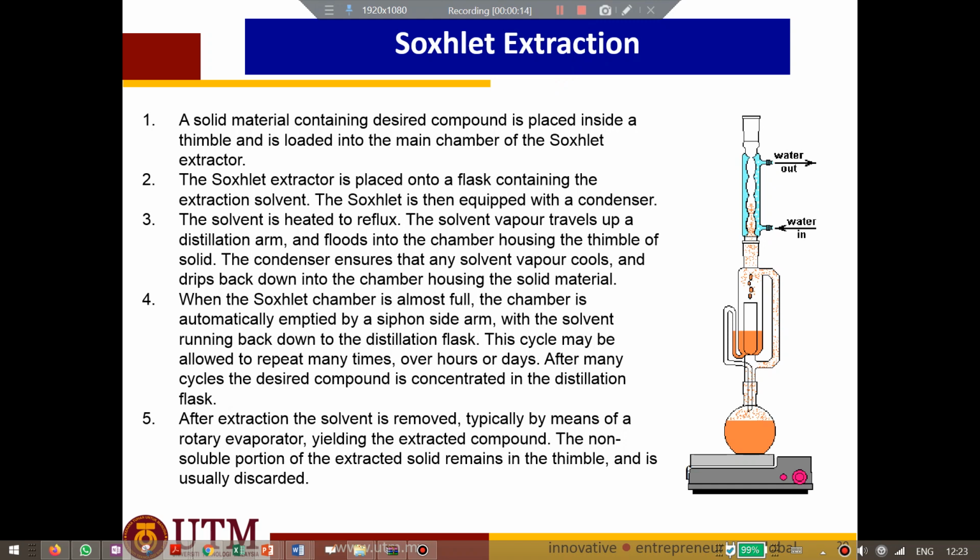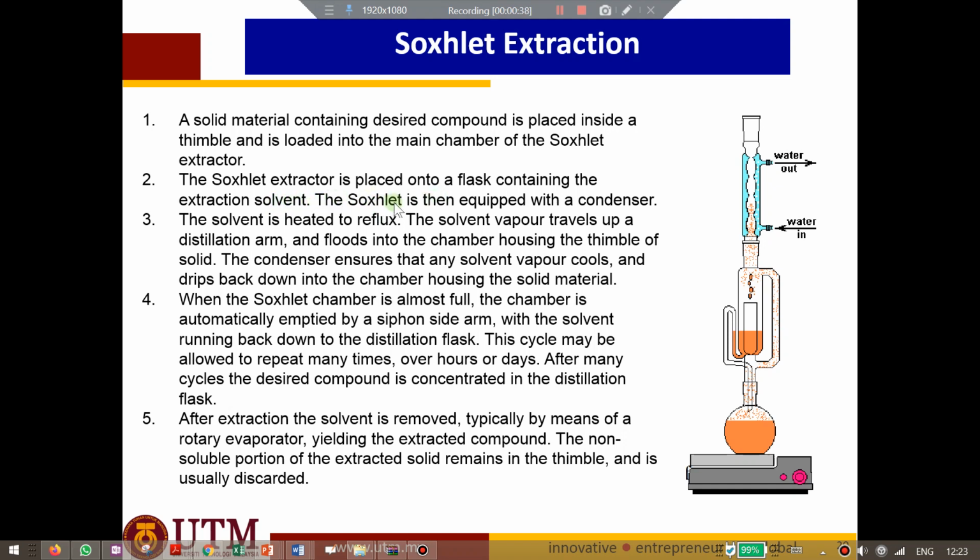Solid material containing the desired compound is placed inside a thimble and is loaded in the main chamber of the Soxhlet extractor. We will put it here. The Soxhlet extractor is placed onto a flask containing the extraction solvent.